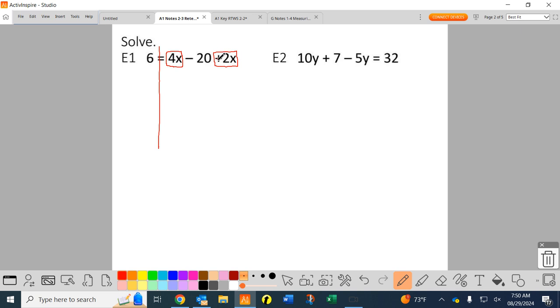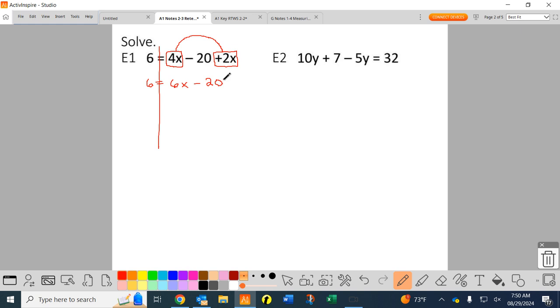Okay? Bring down the 6 equals, combine 4x plus 2x, and that gives you 6x, and then you bring down the minus 20. The only way you can combine like terms is if they are on the same side of the equal sign. They cannot be on the other side of that line. If they are, you cannot combine like terms. You have to do underneath stuff to go through that line.